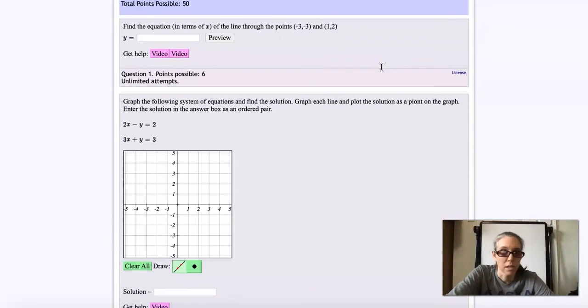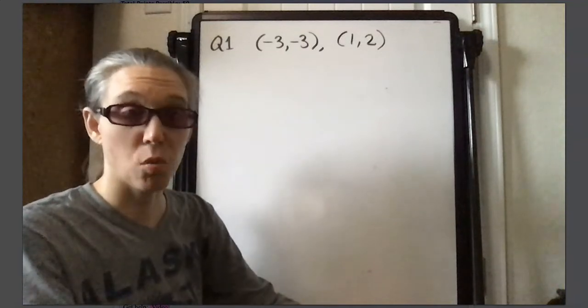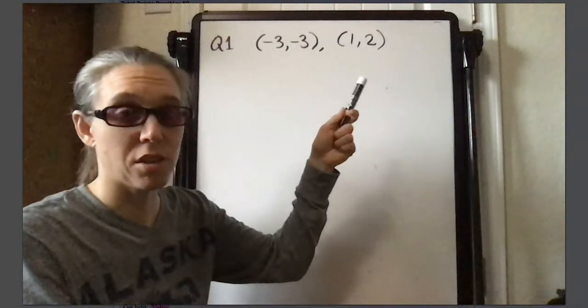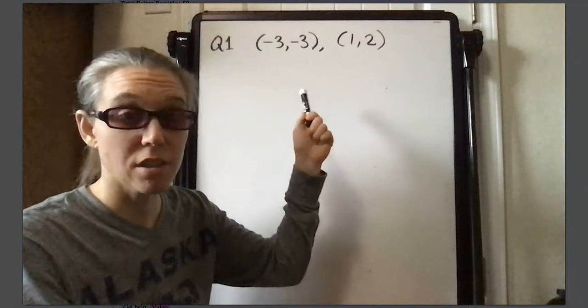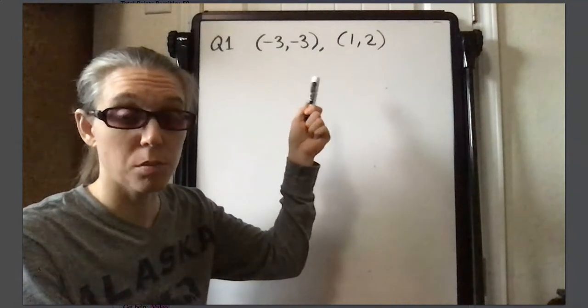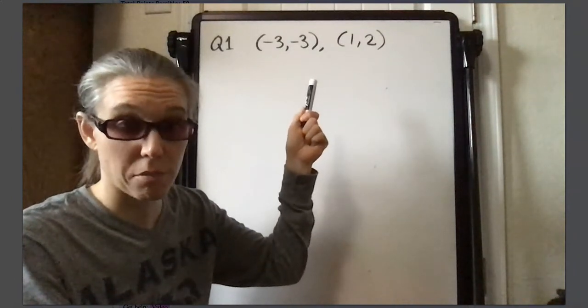Question number 1 is find the equation of the line through 2 points. Okay, so let me get this up on the whiteboard. Okay, so here's question number 1. We have 2 points. You need to take the 2 points you are given and come up with the equation of the line through these 2 points in slope-intercept form.